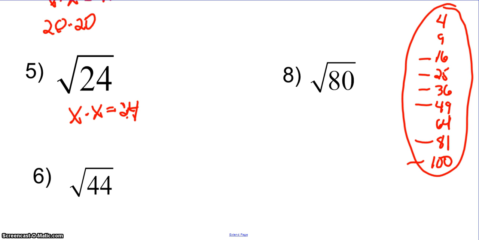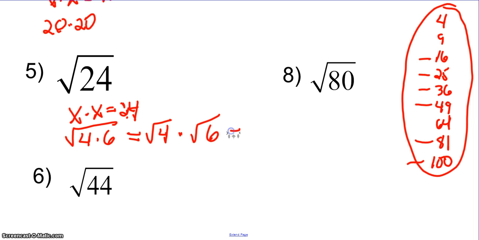My question is, which one of these can go into 24 evenly? In other words, 24 divided by one of these will not give me a decimal. Well, that's 4 times 6. 4 times 6 is 24. Now you see how the property applies? By the property I just showed you above, I can rewrite this as the square root of 4 times the square root of 6. The square root of 4 is 2 times 2, so therefore I can write it as 2. Radical 6 is not one of these, so just leave it as 2 radical 6. And there's your answer.